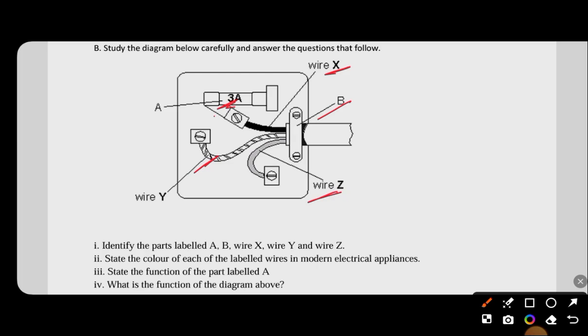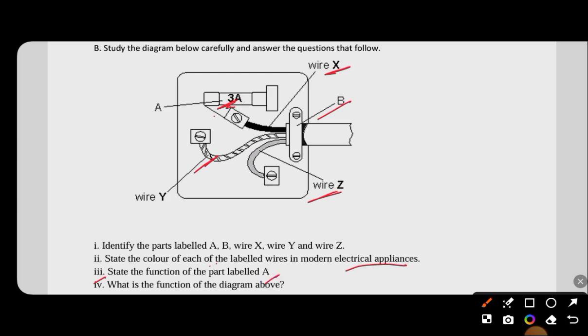State the color of each of the labeled wires in modern electrical appliances. Wire X, which is the live wire, is brown in color. Wire Y, which is the earth wire, is either yellow or green, or sometimes you see yellow and green. Wire Z, which is the neutral wire, is blue.